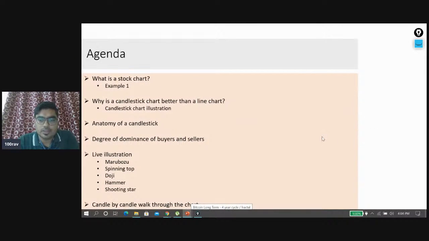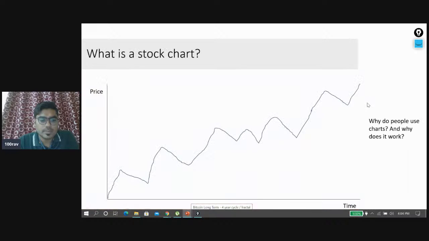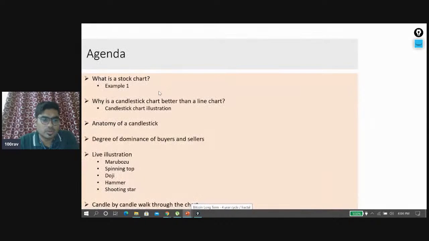So this is the agenda for the day. We will understand what is the stock chart, then we will see a candlestick chart illustration like how it looks like, then anatomy of a candlestick, followed by degree of dominance of buyers and sellers. So yeah, a candlestick tells us important information about how dominant are the buyers and the sellers.